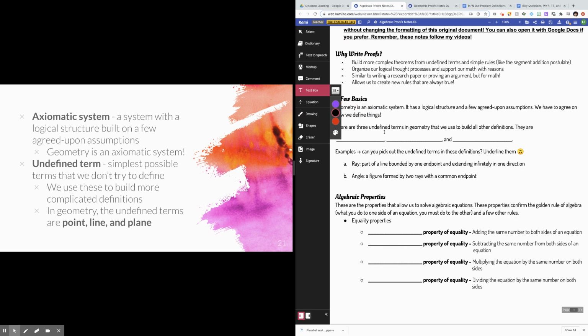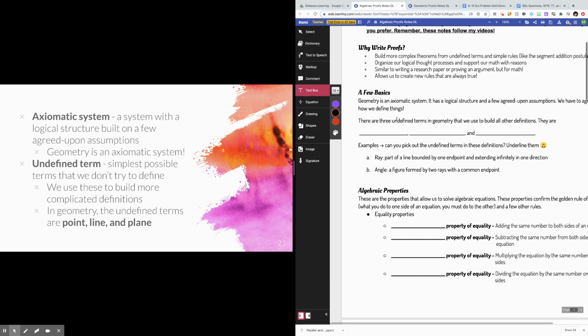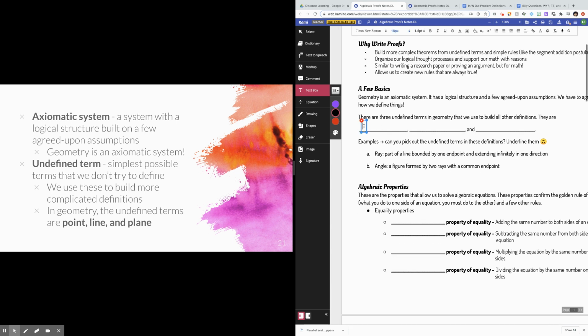In order to build all of our other definitions. Okay, so your three undefined terms are point, line, and plane. Those are three terms that no one will ever ask you to define. There's no way to define a point without saying it's a point in space or a location in space, right? So we essentially say those are undefined.